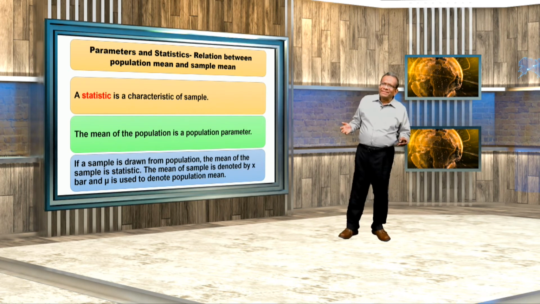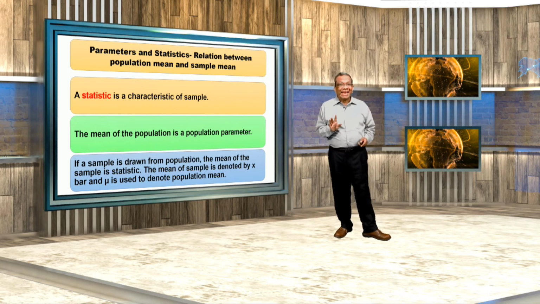Parameters and statistics, relation between population mean and sample mean. Now, the most important thing is, let us understand what is the relationship between population mean and sample mean. We have seen 20,000 students are there in the commerce course and they have taken financial accounting, and based on 150 samples scientifically determined to estimate the population marks.